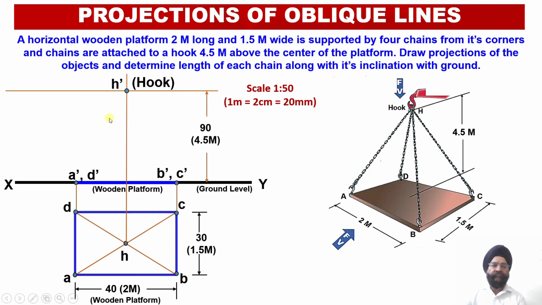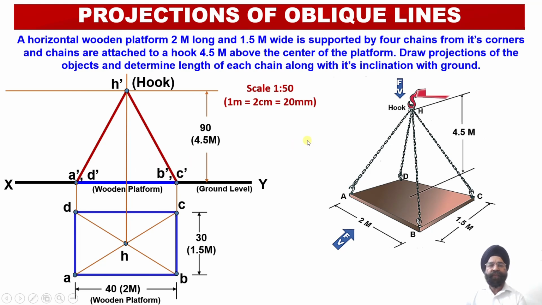Now we can join these chains and we will find that the chains HA and HD, these two chains, will be overlapping with each other on one side, whereas the chains HB and HC will be overlapping on the other side of the location of this particular hook. So once we join this, we are going to obtain H dash A dash over here, H dash D dash over here, both of them overlapping. Similarly, H dash B dash and H dash C dash, these two chains, are also overlapping.